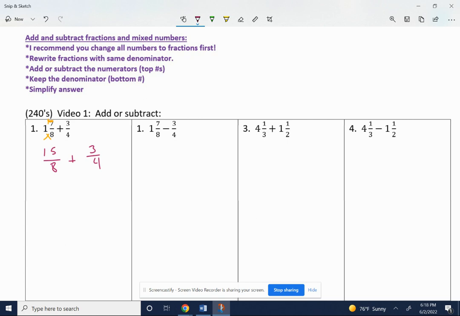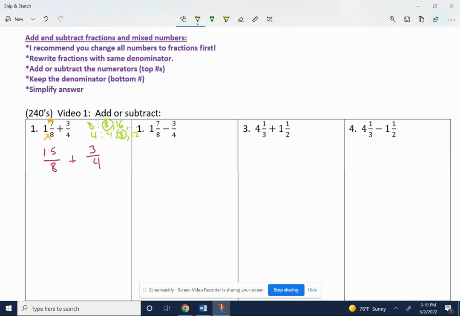You want to now rewrite with the same denominator. You want a number that 4 and 8 divide into. If you want to, you could count by 8s: 8, 16, 24. Count by 4s: 4, 8, 12. Goes on forever and ever. And the first common number you have in your two lists is 8. So the least common denominator is 8.